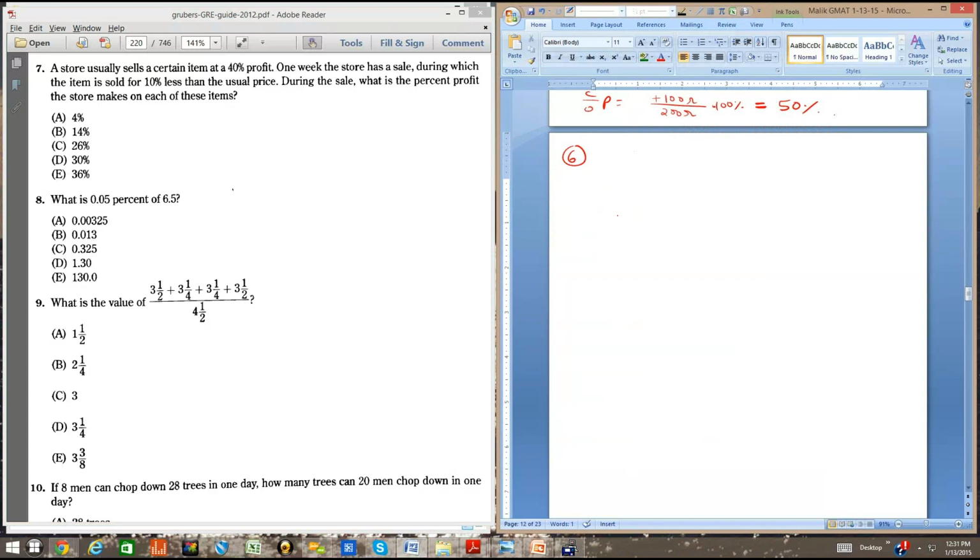Okay, let's say you're going to buy $100 running shoes, okay? And let's say you have a 20% discount coupon. You go to the store, you tell them, I want to buy it for $80. It's supposed to be 20% off.